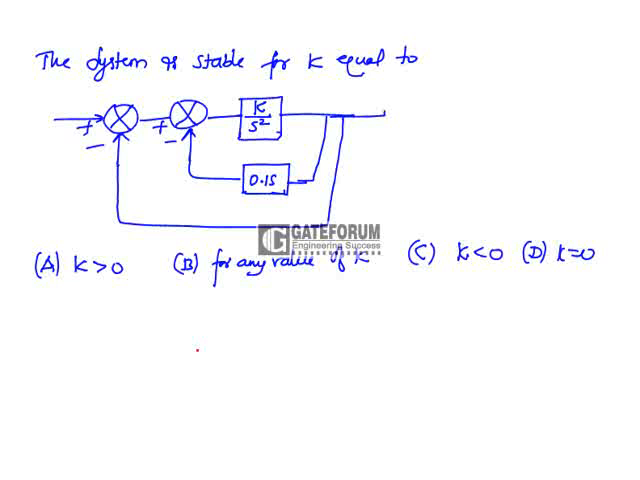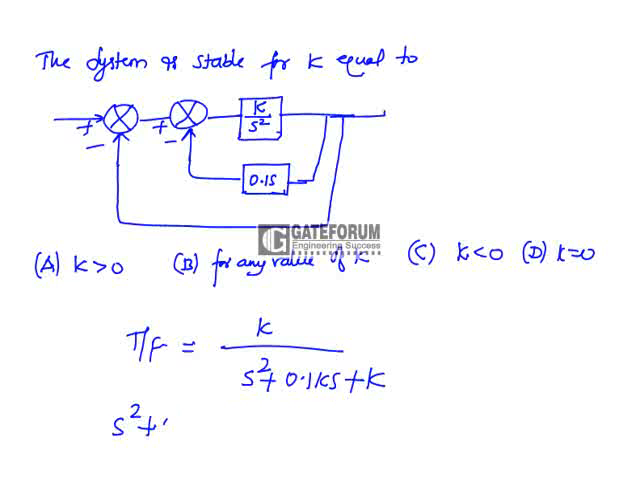Okay, now what is the total block transfer function? If you reduce this one, we will get it as k by s square plus 0.1 ks plus k. This is the overall transfer function of this block diagram. Now what is the characteristic equation here? s square plus 0.1 times of ks plus k equal to 0. So this is the closed loop characteristic equation.